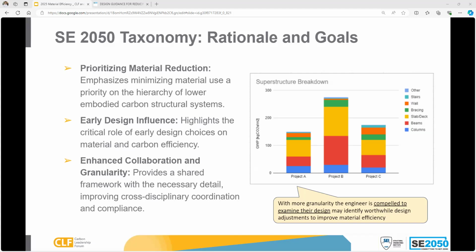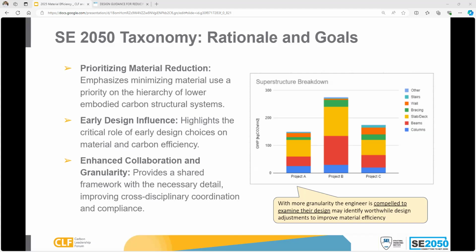And so it's very, very important to start showing this information, start understanding it on our projects. And then I would say one of the biggest challenges is that we need to have a consistent methodology so that we can collaborate office to office, region to region, across the country, internationally. And so these are sort of our rationale and some of our goals associated with the taxonomy.